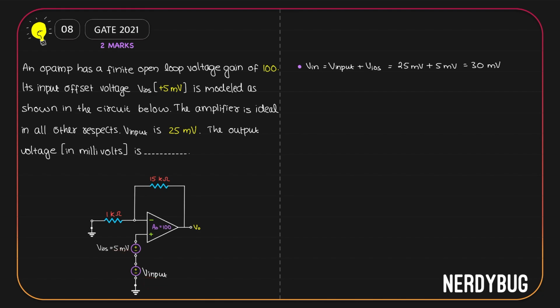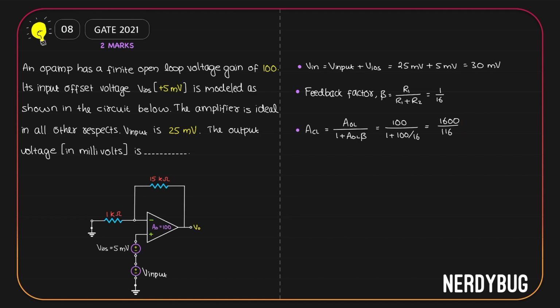Now let's find the closed loop gain. For that, first we'll find the feedback factor beta. Beta is R1 by R1 plus R2. R1 here is 1 kilo ohm, R2 is 15 kilo ohm. So R1 by R1 plus R2 will be 1 by 16. Now the closed loop gain will be open loop gain divided by 1 plus open loop gain multiplied by beta. This is 100, this is 1 by 16. So by substituting the values, we get 1600 divided by 116.